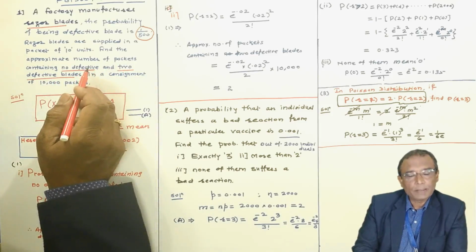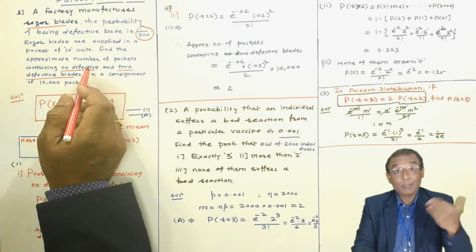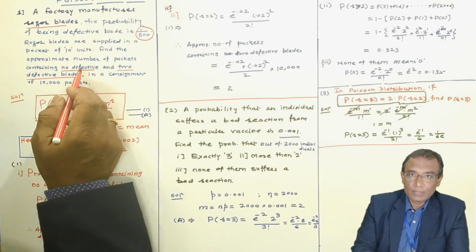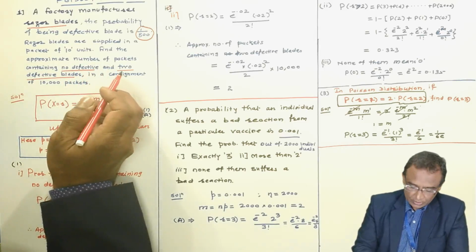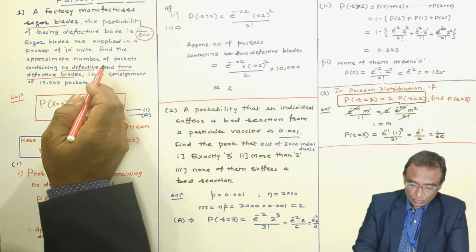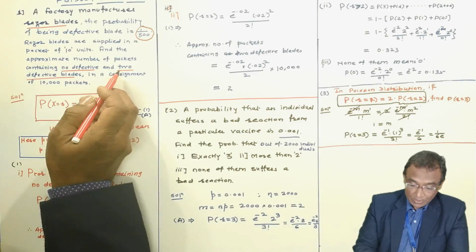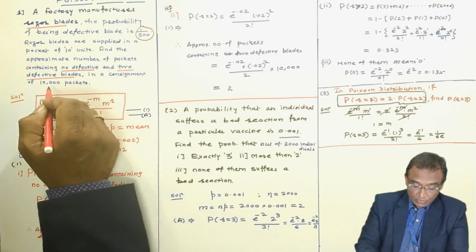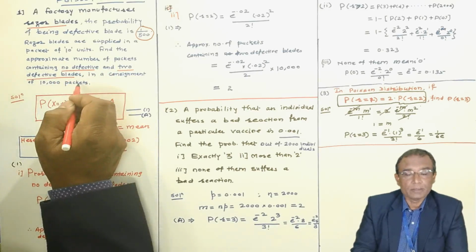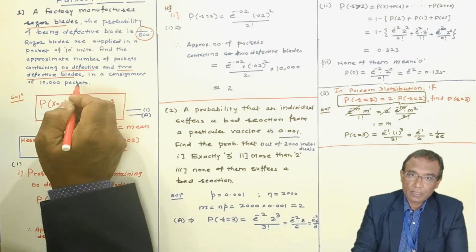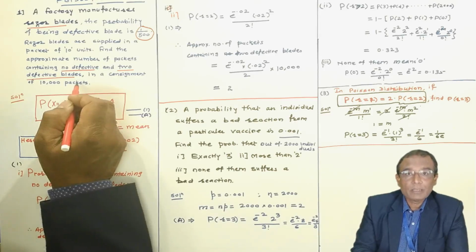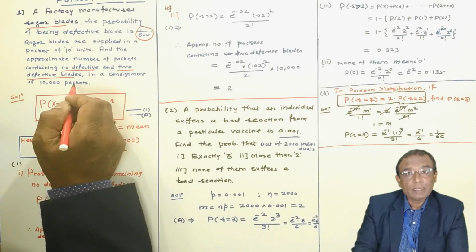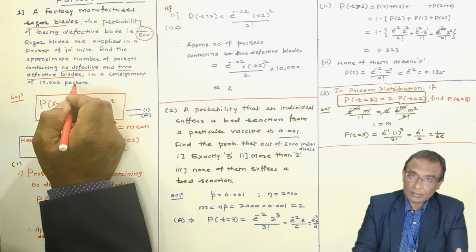We have to find the approximate number of packets containing no defective blades. That is the first question. And the second question is to find the approximate number of packets containing 2 defective blades in a consignment of 10,000 packets. In each packet there are 10 blades. The consignment contains 10,000 packets.